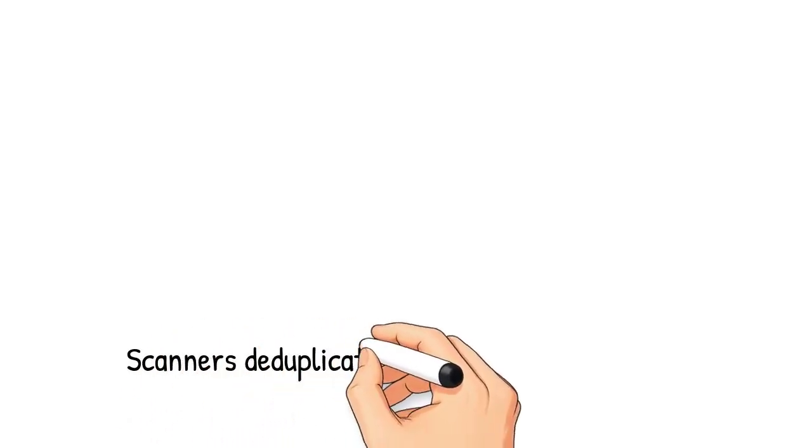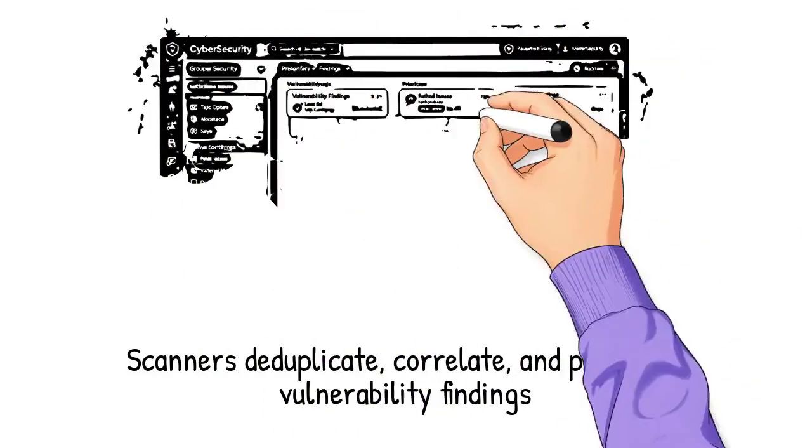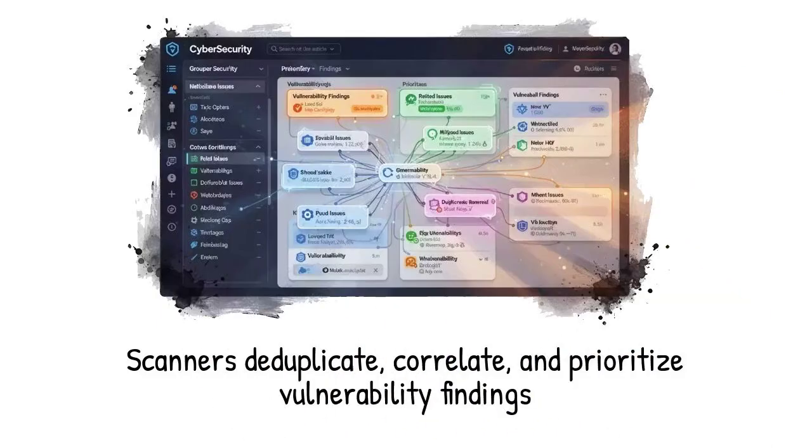After running thousands of checks, the scanner must remove duplicates, correlate related vulnerabilities, group findings by asset, and prioritize based on severity. This is where the scanner transforms raw data into actionable intelligence.